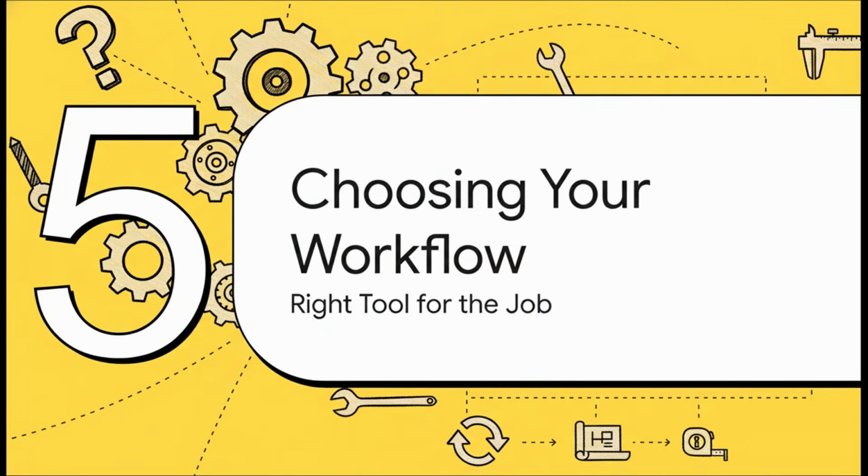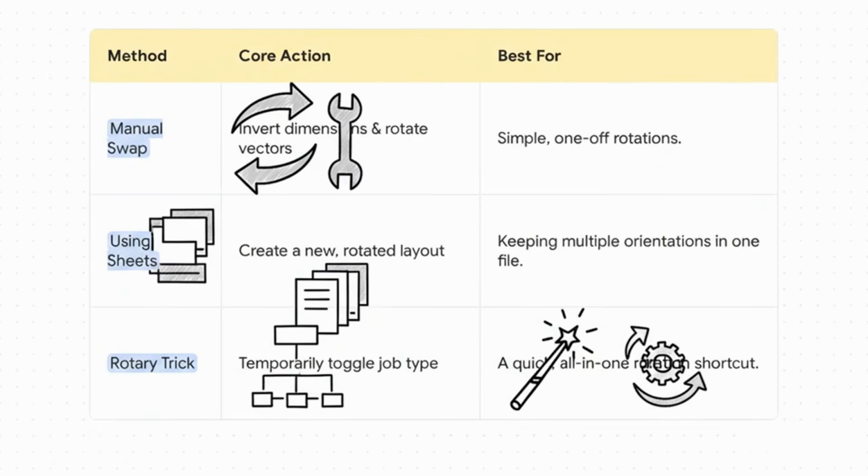Okay, so we've just covered 3 fantastic methods, but which one should you actually use? Well, as with most things, the real answer is, it depends. It depends on what you're working on. Let's break it down real simple. The manual swap, that's your go-to for a quick, simple, one-off job, no fuss. If you need to keep both the landscape and portrait versions neatly organized in a single file, using sheets is absolutely the way to go. But if you just want the fastest possible way to flip your entire project with the fewest clicks, that rotary trick is your magic wand.